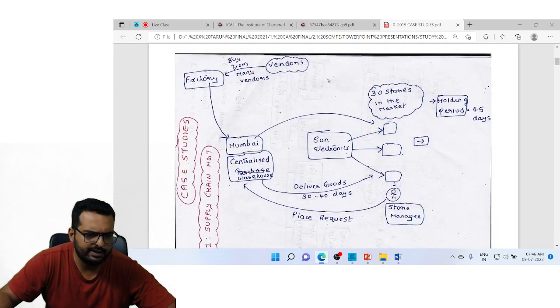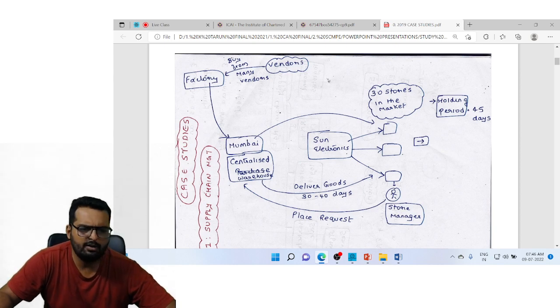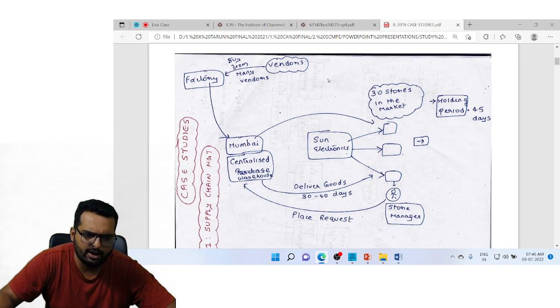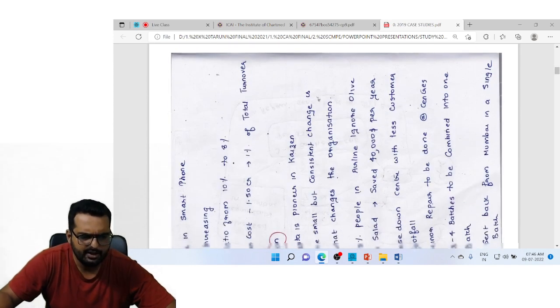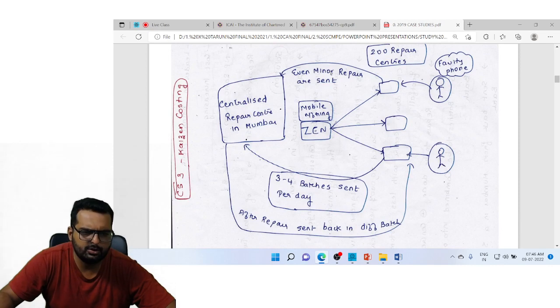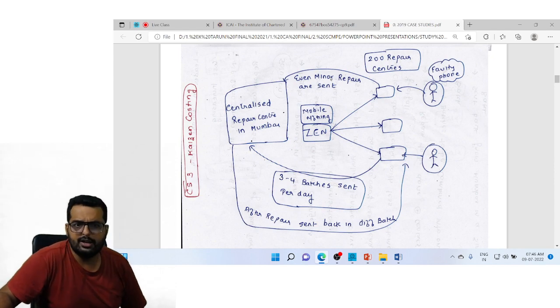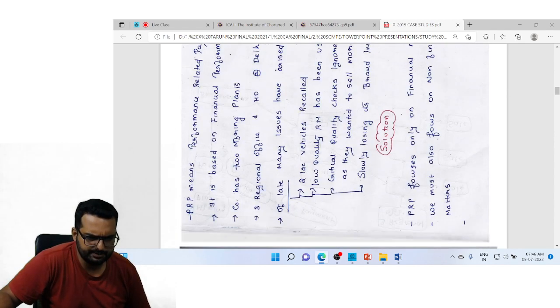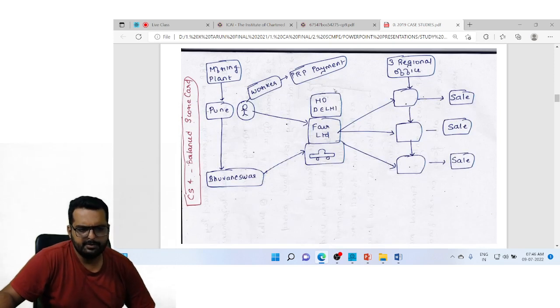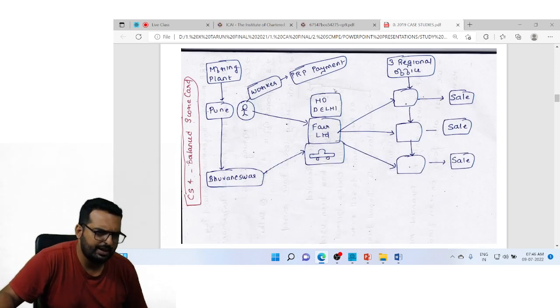Okay. The first case, Sun Electronics. Do you remember we have discussed this in the class? This is already done, right? Sun Electronics, we had a centralized warehouse, 30 stores were there, etc. It's already covered. This is case study number 2. Zen Mobile Manufacturing, faulty phone. 3 to 4 batches sent per day. And, you know, we were sending it back. We have already covered this one also in case in costing, correct? What about this one? Car, you know, balance scorecard. They had a PRP, performance related payment.